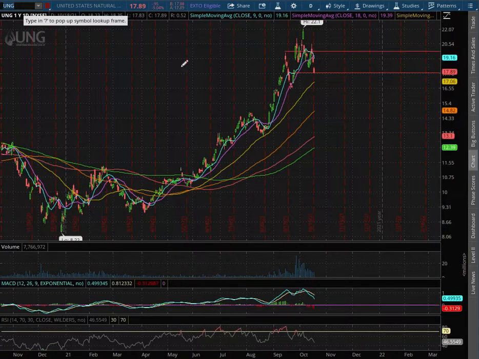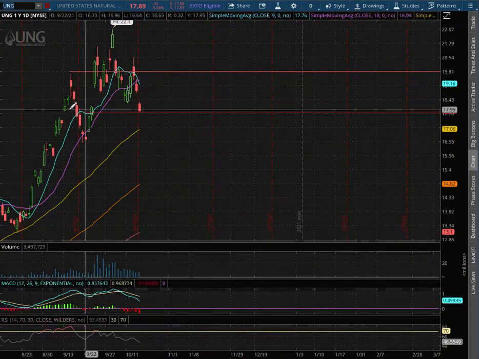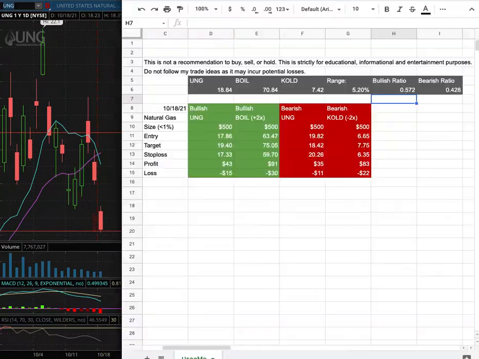As for the trade idea, I'll be trading UNG, and my position size for it is less than 1% of my portfolio. My long entry is at $17.86, and that is this range here. My sell target is at $19.40, and my stop loss is at $17.33.